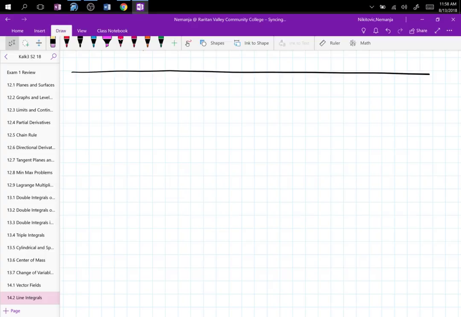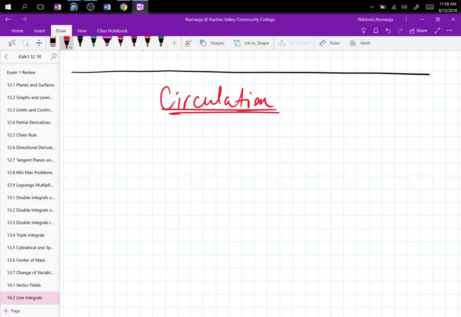Circulation and the flux. We'll go with the circulation first. Let me put that in blue over here. Circulation will introduce 2 new concepts. Flux will introduce 2 new concepts. And then we're done with the lecture. Circulation is to be calculated in a 2D and a 3D fashion. So we start with a definition for circulation.